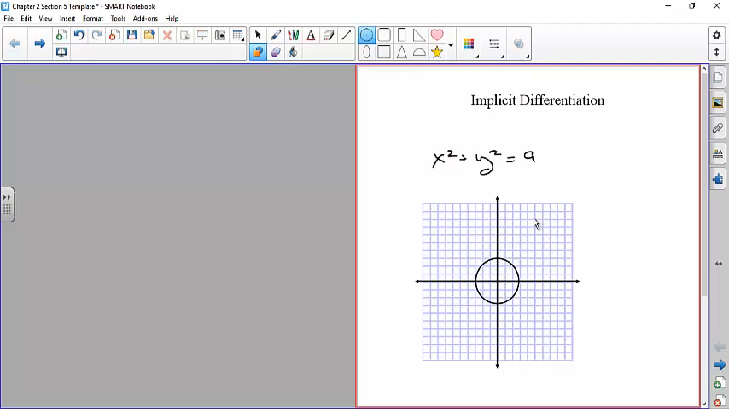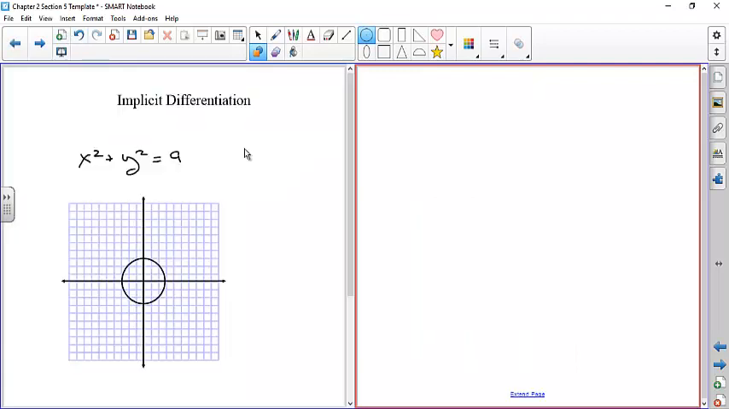Is that a function? No. Why is it not a function? What is the test we use for determining whether something's a function? Yeah, vertical line test. So you can see that if I draw a vertical line here, I intersect the curve at 2 places, so it's not a function. So it's an implicit equation, it's an implicit relationship, and it's implicit because I haven't solved specifically for y.